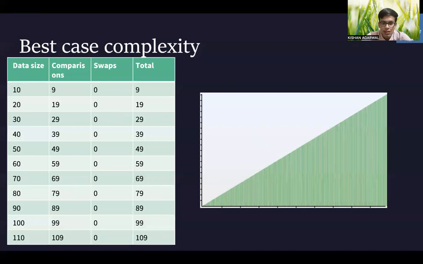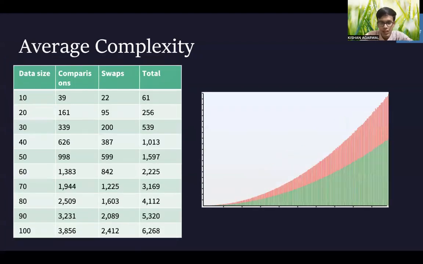So let us discuss the best case, average case, and worst case of our shuttle sort algorithm. This graph shows the best case complexity of the shuttle sort algorithm. As the data size increases, the number of comparisons also increases. And in the best case, we assume that the array is already sorted, so that means swaps are not required. So it forms the best case of our algorithm.